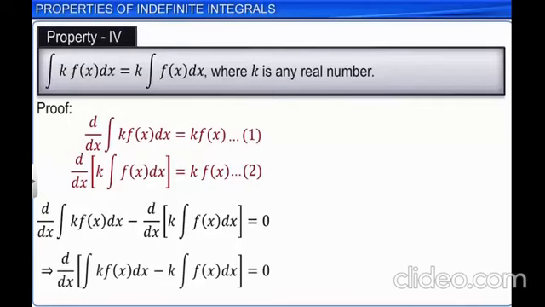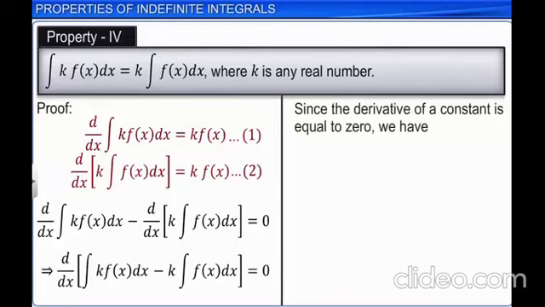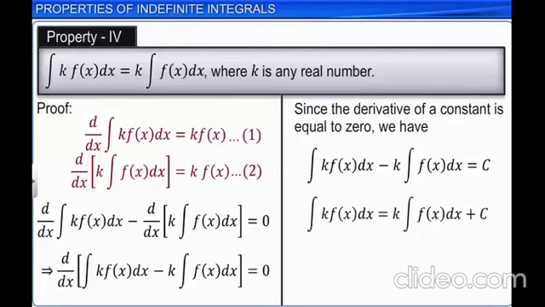Since the derivative of a constant is equal to 0, we have integral of k into f of x dx minus k into integral of f of x dx is equal to c, where c is an arbitrary constant. Therefore, integral of k into f of x dx is equal to k into integral of f of x dx plus c, where c is an arbitrary constant. Hence, integral of k into f of x dx is equal to k into integral of f of x dx.